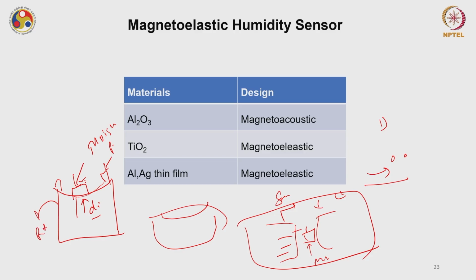Similarly, we have also seen the magnetoelastic humidity sensors, where I have utilized the property of a material which is known as the magnetoelastic property, where the magnetic field associated with the elastic film changes when it is strained, or some stress is applied to this film. The magnetic field associated with it changes, or you can understand it as the vice versa phenomenon. So we have utilized all these transduction techniques to understand a humidity sensor.